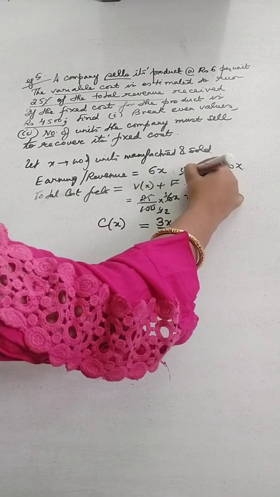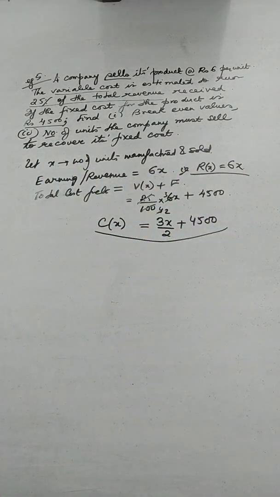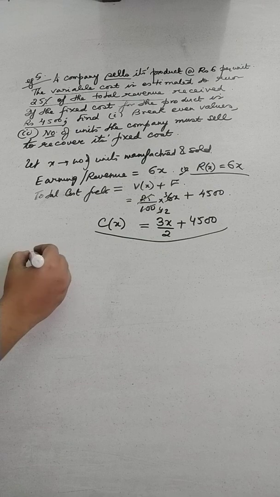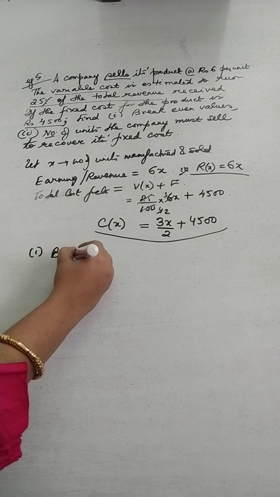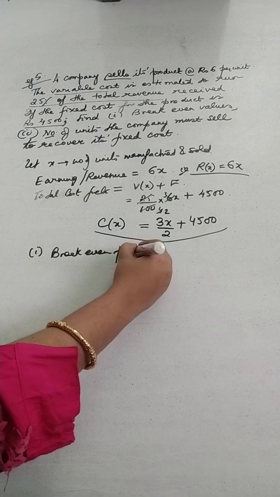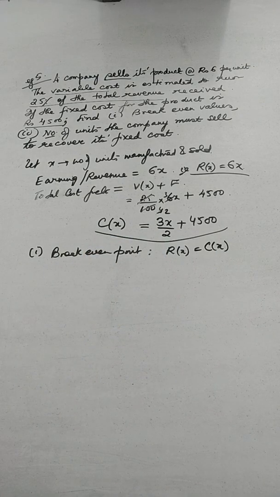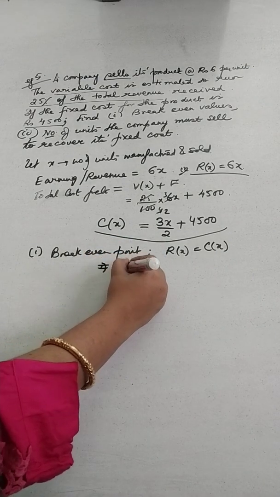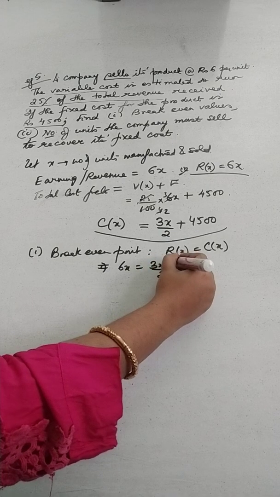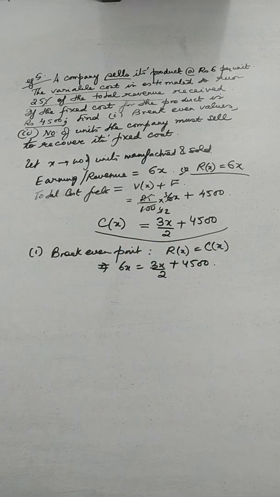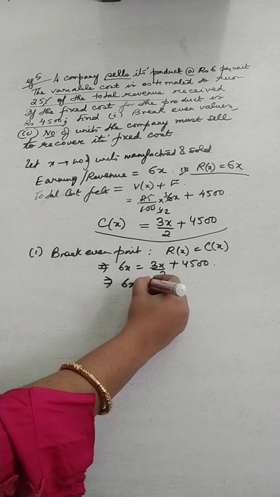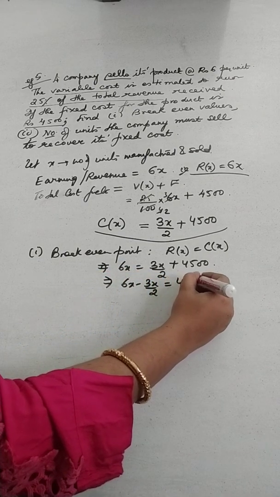Okay, so revenue is this, cost is this. They're asking you to find break-even point. So what will be the break-even point of part 1? Since Rx and Cx are known, the break-even point will be given by solving the equation Rx is equal to Cx. In other words, 6x is equal to 3x by 2 plus 4500. So 6x minus 3x by 2, that gives you how much?